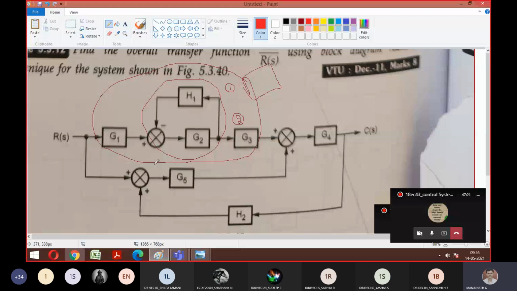So let me change the color here. Look at here, this path. This summing point is applicable to this path also and this path also. If we split it, how it looks was the question. So how it looks if we split it? So let me erase this. Shall I cut this part here, everyone?